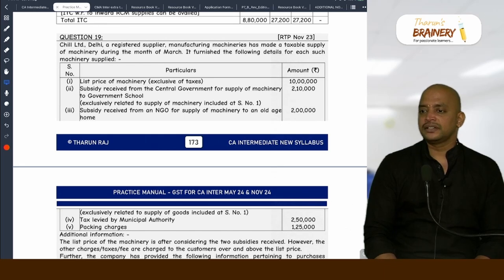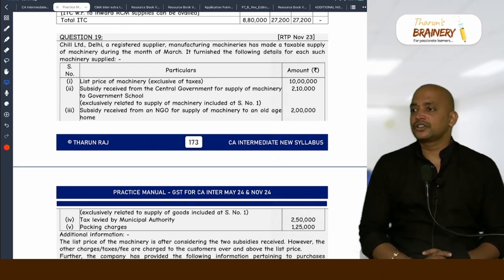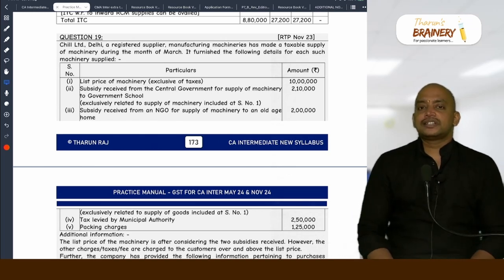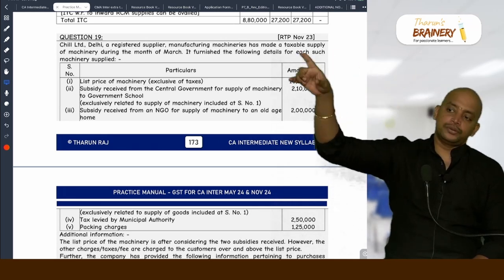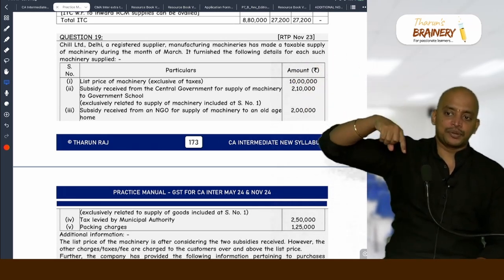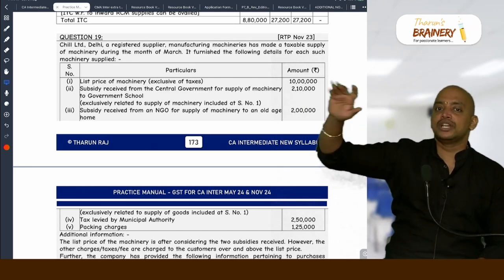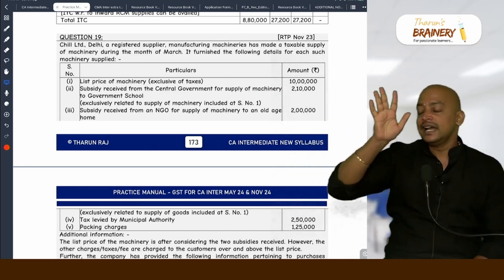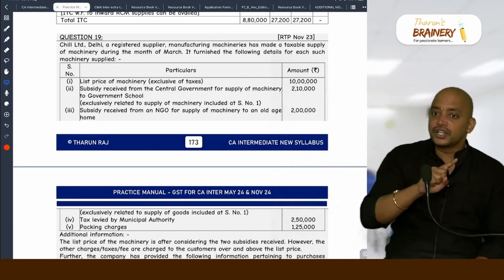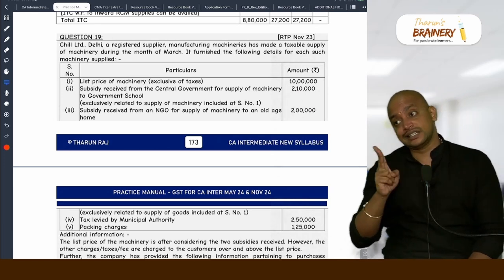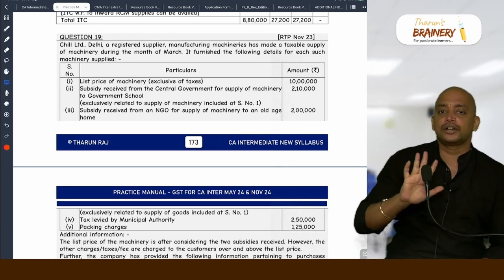What is the next thing given? Subsidy from CG. Directly linked to the price or not directly linked to the price? I will tell you the provision. Subsidy, section 15(2)(e), divide into 2. Directly linked to the price, not directly linked to the price. Not directly linked to the price means not connected to the outward supply, it will be ignored, not considered for valuation. Directly linked to the price, it will be included in the value if it is from other than CG or SG. If it is from CG or SG, it will not be included in the value.